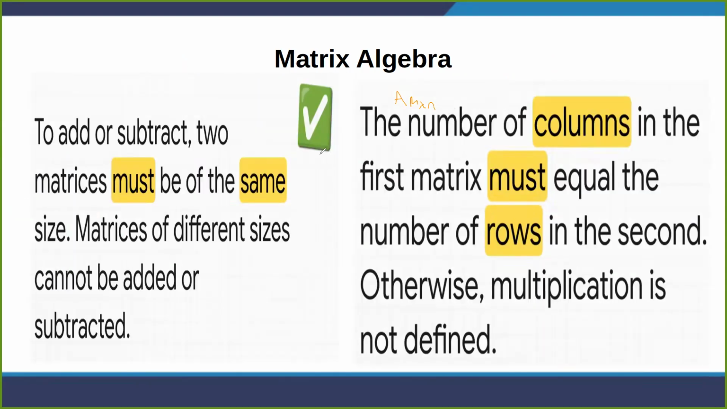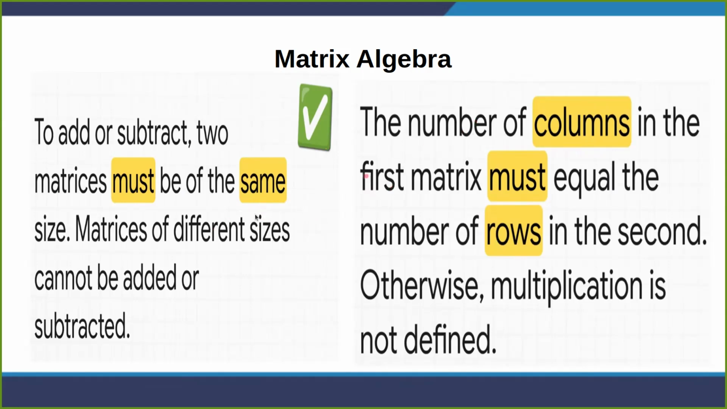Then let's move on to matrix algebra. So what do we say about the algebraic terms? For addition and subtraction, you have to know that they must be of the same size. The number of rows should match the number of rows of the second matrix, and the number of columns of the first matrix should match the number of columns of the second matrix. If it is not equal, then sorry, you can't add or subtract. That will always be the case.